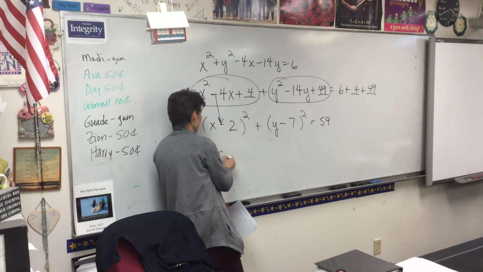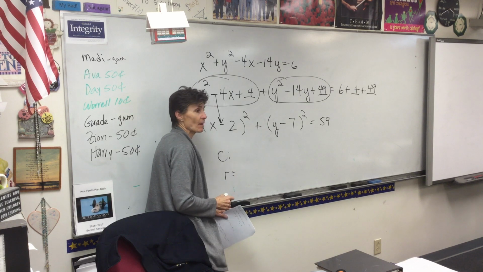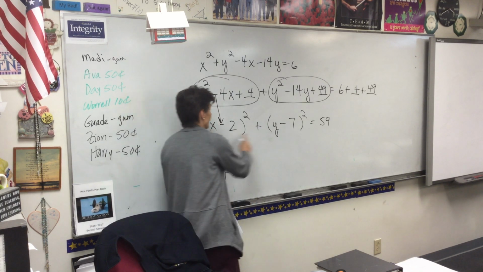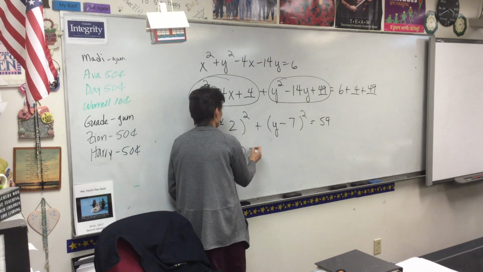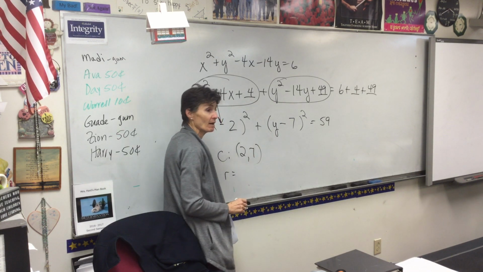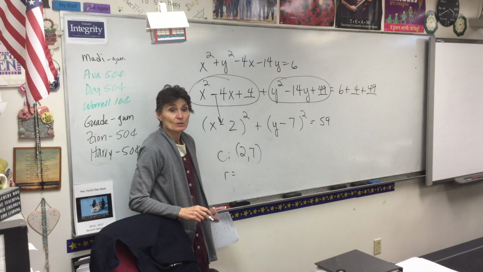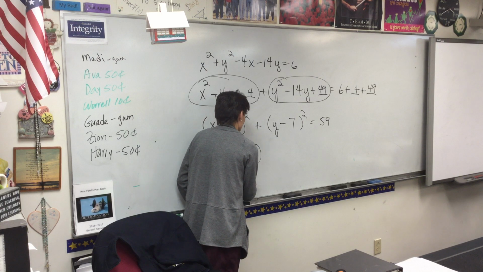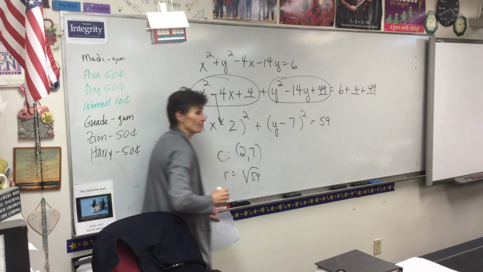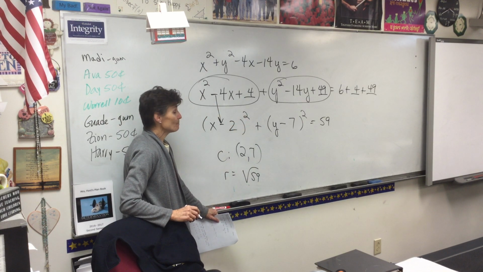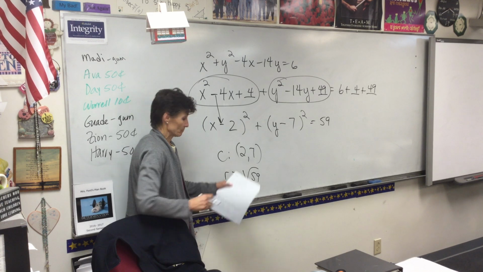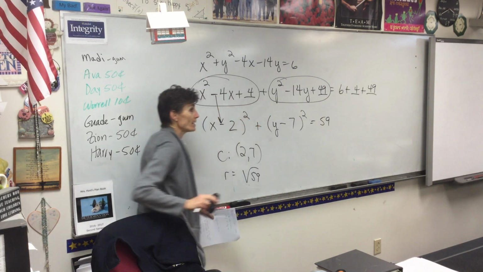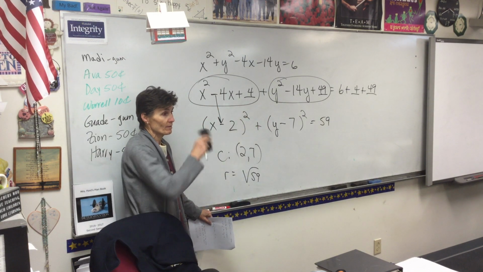So now I should be able to tell my center and my radius. That was our goal. We need the center and the radius. So where's my center? 2, 7. Remember, we do the opposite of the parentheses. So it's 2, 7. And what is my radius? Square root of 59. And that problem is finished. All right, anybody have a question about one of the numbers up there?